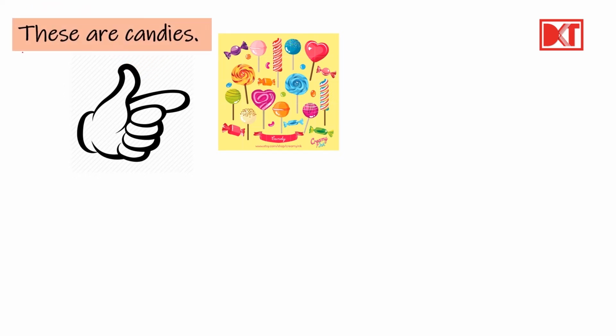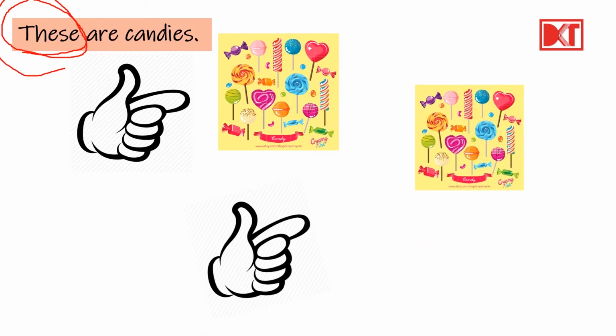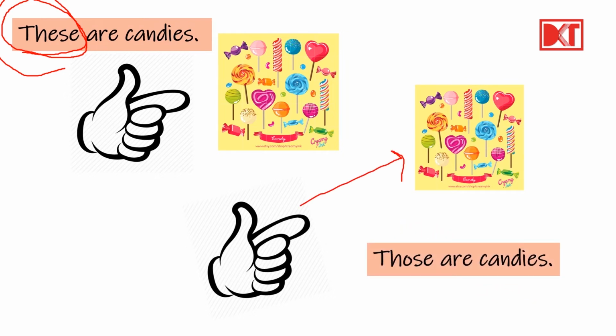Then another one. Now what do we say? These are many candies, right? So we say these are candies. When it's plural and they are nearby, you use these. But when they're far off and they're plural, we say those are candies.